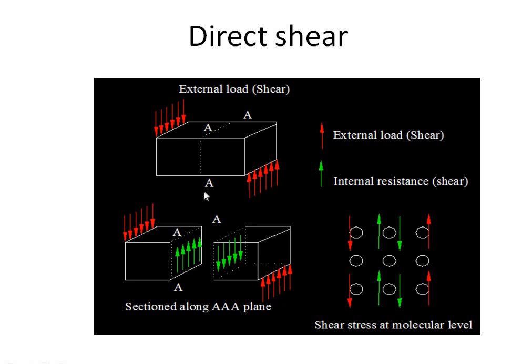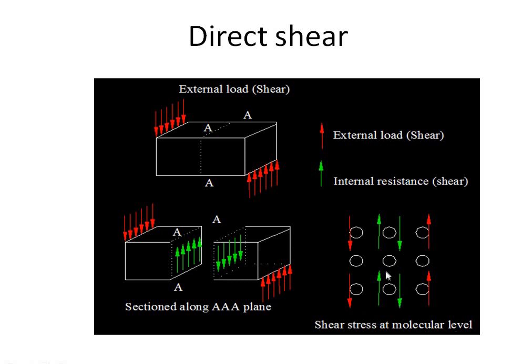Now I have made a cross section again along the AAA plane, and look at here. To the leftward shear forces, just to the left of the plane AAA, an upward force is developed, and a very small distance to the right of the plane AAA, to counteract the rightward external shear forces, a downward internal resistance is developed, right?